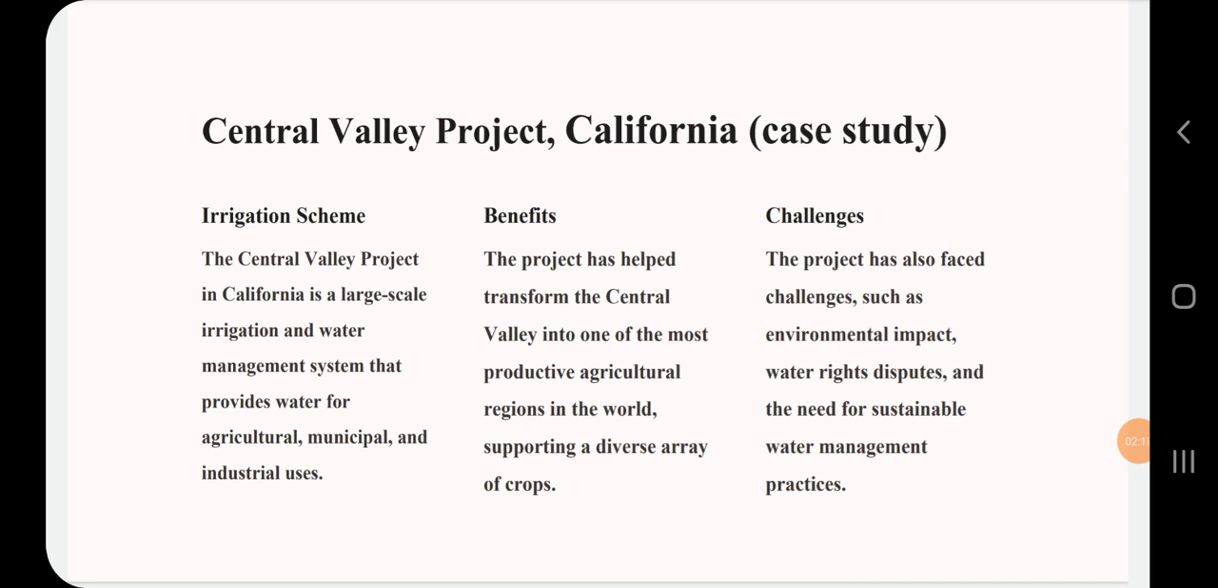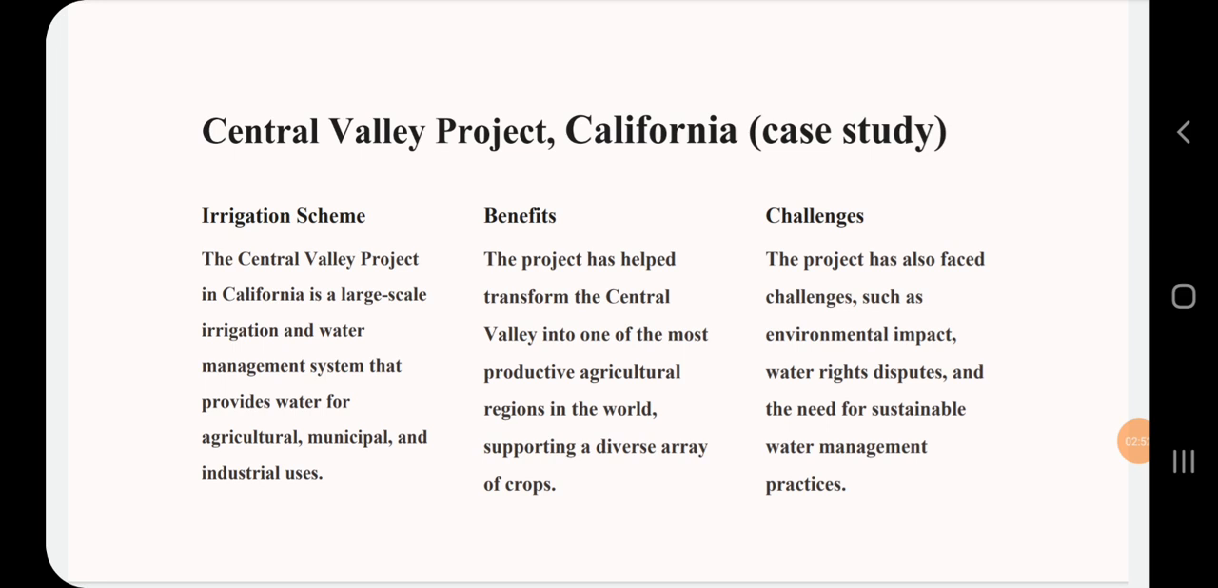Central Valley Project, California case study. The irrigation scheme. The Central Valley Project in California is a large-scale irrigation and water management system that provides water for agriculture, municipal, and industrial uses. The benefits. The project has helped transform the Central Valley into one of the most productive agriculture regions in the world, supporting a diverse array of crops.